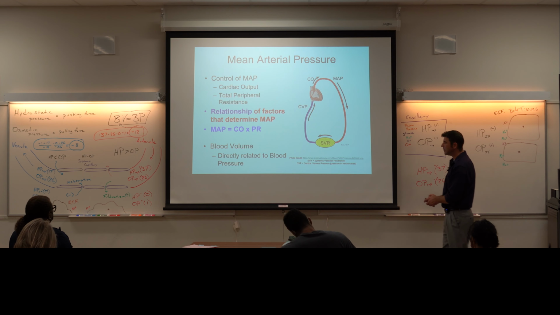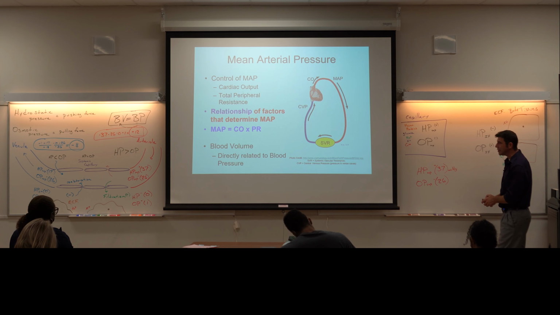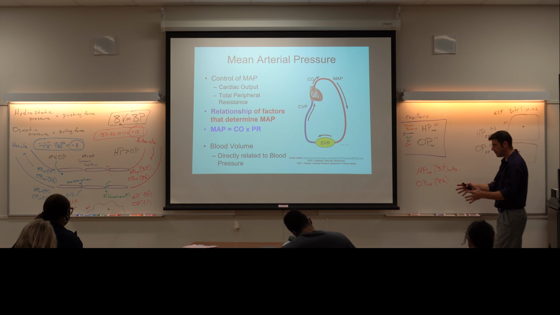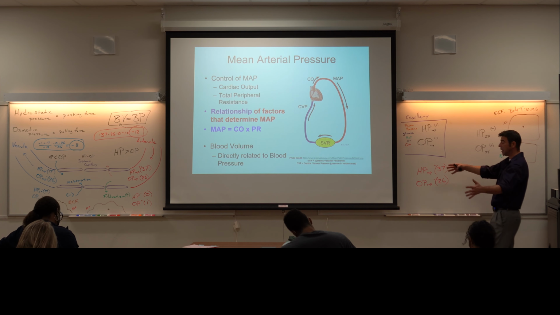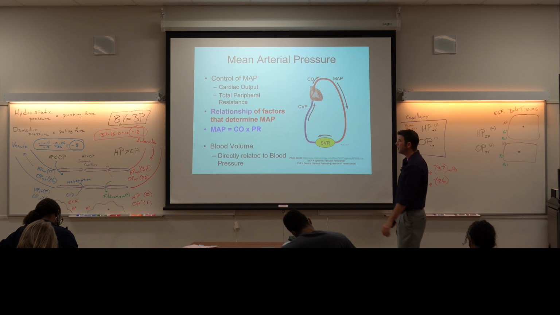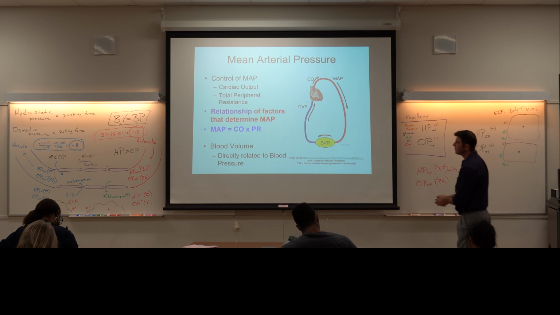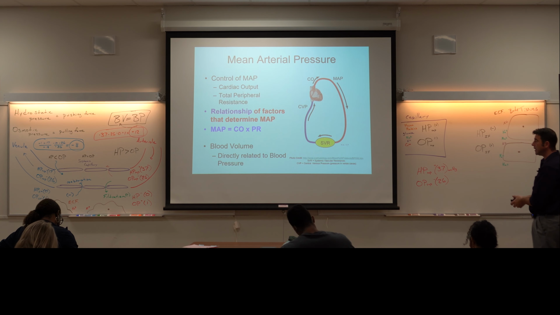Resistance to blood flow, like we said, the main factor that resists blood flow is the vasoconstriction or vasodilation of blood vessels. Vasodilation increases that blood flow and reduces resistance. Vasoconstriction is going to increase that resistance and reduce blood flow.